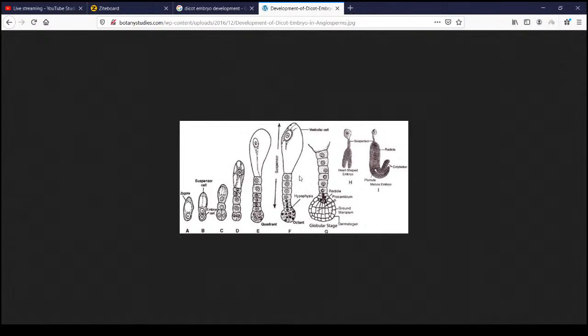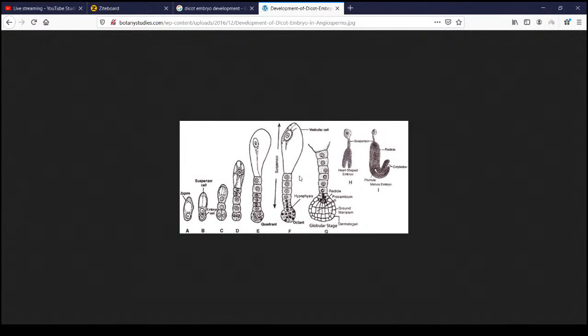Very, very important. Now, the epibasal octants give rise to the plumule and the cotyledons, whereas the hypobasal ones give rise to the hypocotyle, but with the exception of its tip. It will not give rise to the tip of the hypocotyle, but the rest of the structure of the hypocotyle it will give rise to.